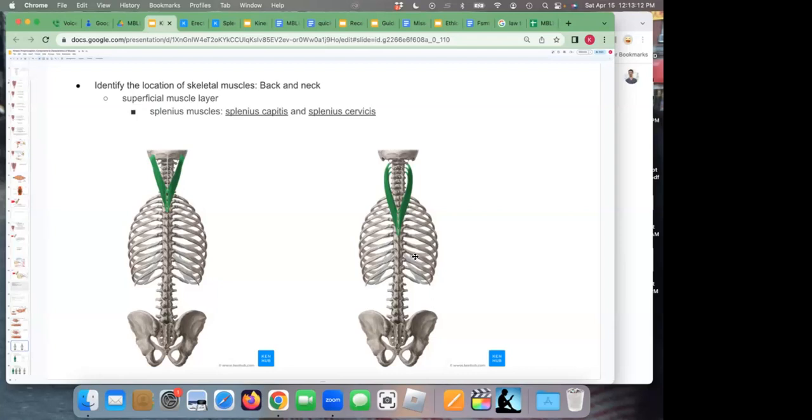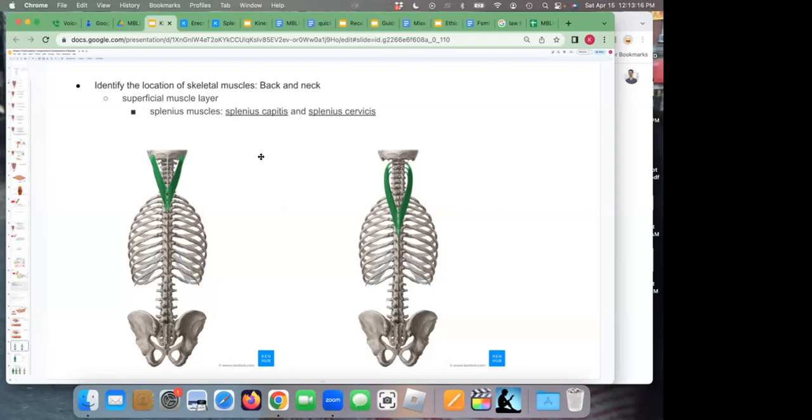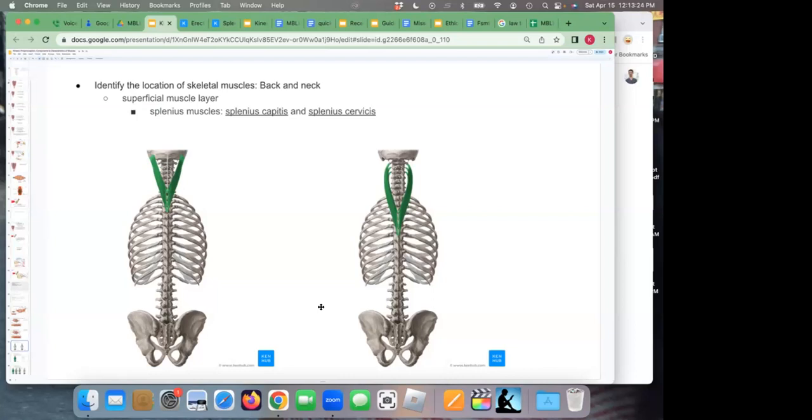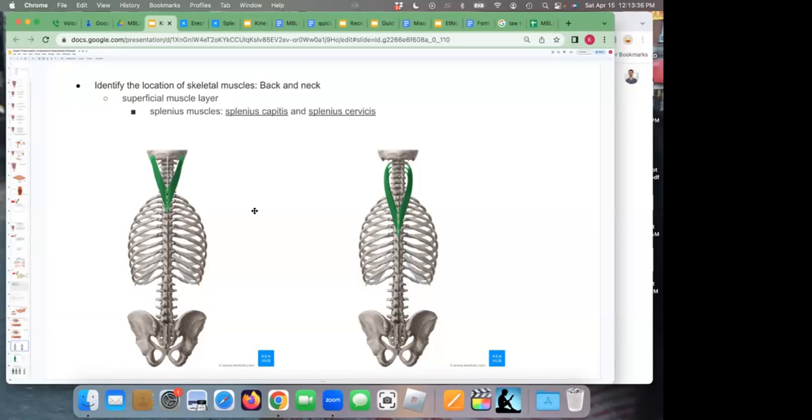You can ask it again. Are you ready? So bilateral contraction of the splenius capitis muscle gives us which movement? Extension, side flexion, or rotation? Extension. And unilateral contraction of the splenius capitis would give us which movement? Extension, flexion, or side flexion? Side flexion. Very good.